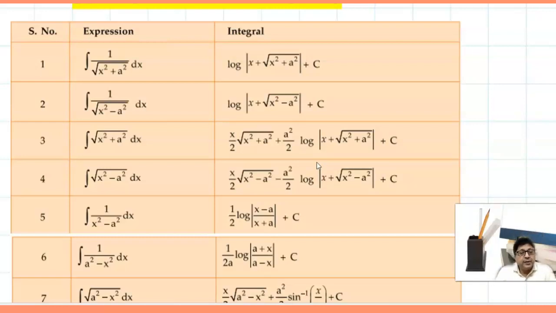Then 1 by x square minus a square dx is half log of x minus a by x plus a. See, x minus a gets preference, it goes to the numerator. I remember it this manner. And for a plus x and a minus x, the factor a minus x will go to the denominator.